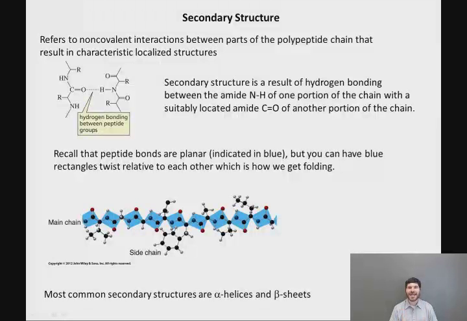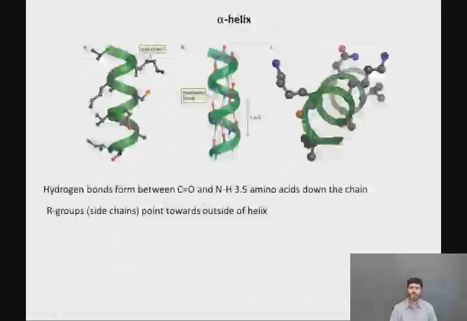So the most common secondary structures are what are called the alpha helix and the beta sheet. So I want to look at both of these in turn. So with an alpha helix, the protein starts to coil in the shape of a helix, or in the shape of a corkscrew if you prefer. And it's actually going to be a left-handed helix. So the hydrogen bonds form between a particular carbonyl group and an NH group that's 3.5 amino acids down the chain. And with an alpha helix, as you can see, the R groups, because they're big, point towards the outside of the helix.